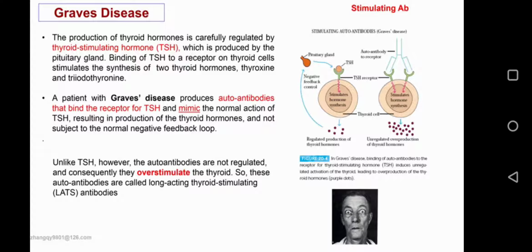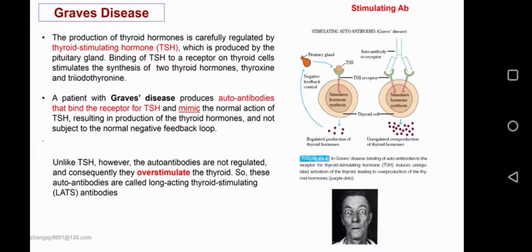So for the patient with Graves' disease, you can see in this picture, the patient is very excited. Why? Because of the high level of thyroid hormone, right? Why high level? Because the autoantibody mimics the TSH receptor. They also tell the pituitary gland to release a low level of TSH, so the antibody has more chance to induce the thyroid cell to release hormone.